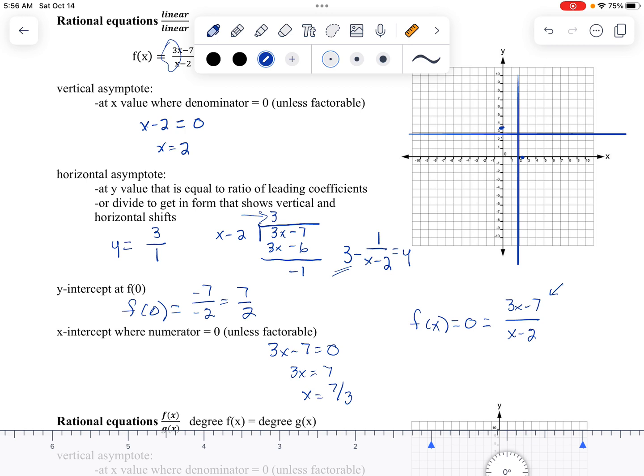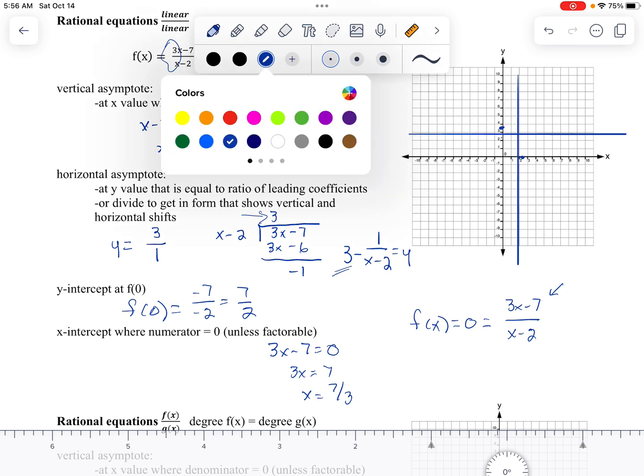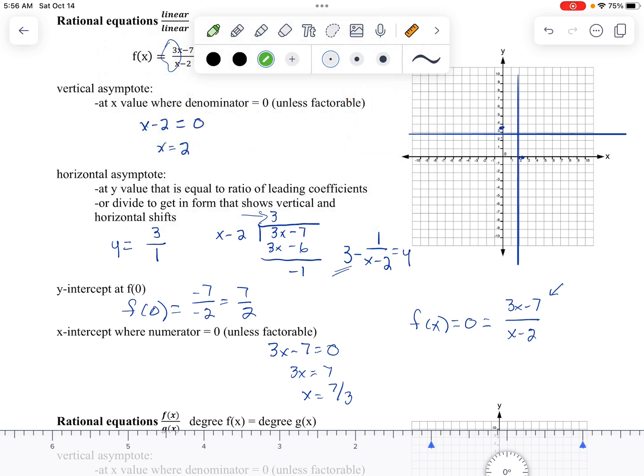And that's my x-intercept. And then that kind of gives you a clue on what sort of quadrants your graph is in. And after that, you can just plot a few more points. So I could put in 1 if you want to get a nice shape. And that would give me 3 minus 7 over 1 minus 2.